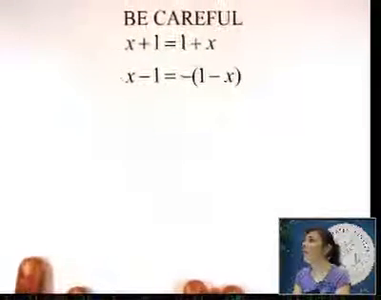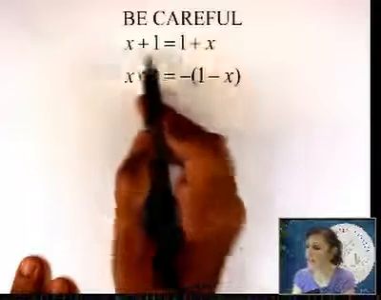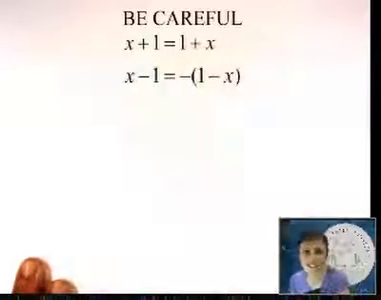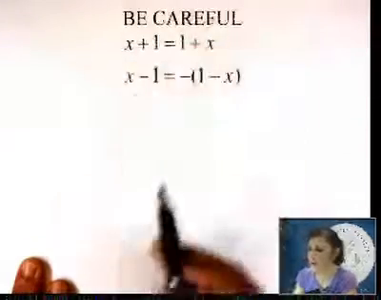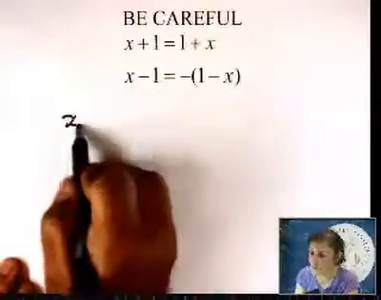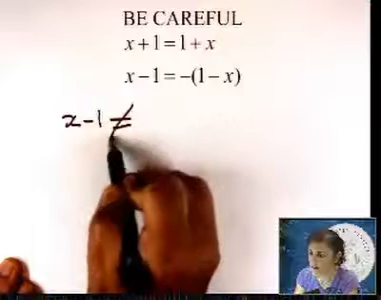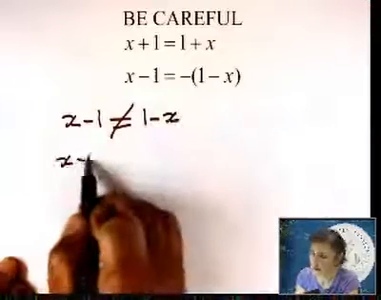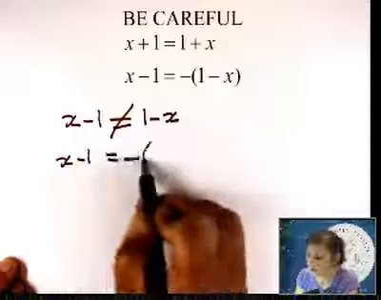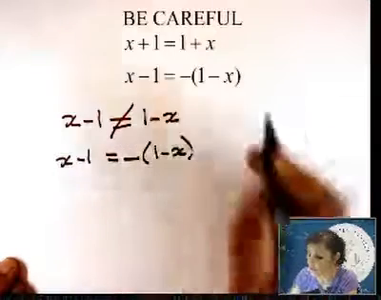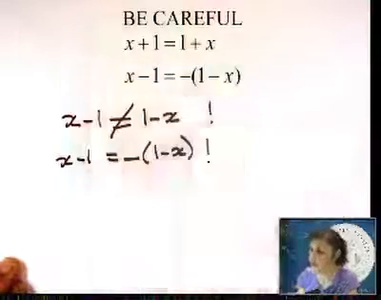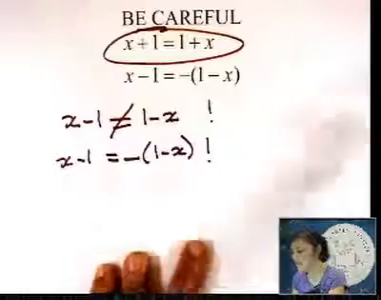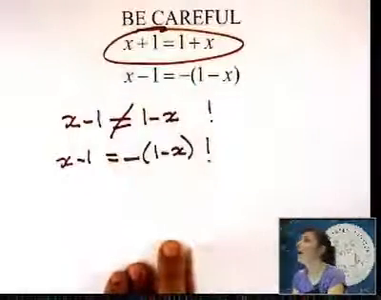All right, another one. When you have an addition, x plus 1 and 1 plus x, they have the commutative property of addition, so they can change around. But x minus 1 is not 1 minus x. x minus 1 is negative 1 minus x. So if you remember that, and you remember this, we're going to be okay in the next section.